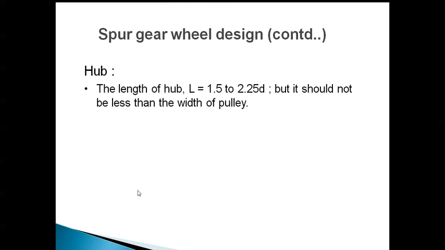So here, design of the hub: the length of the hub L equals 1.5 to 2.25D, but it should not be less than the width of the pulley. So the length of the hub is 1.5 to 2.25D, and it should not be less than the width B.